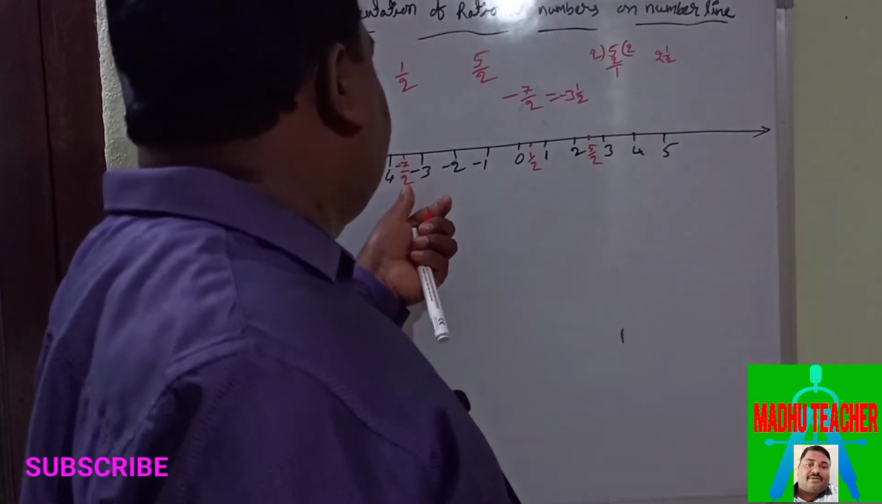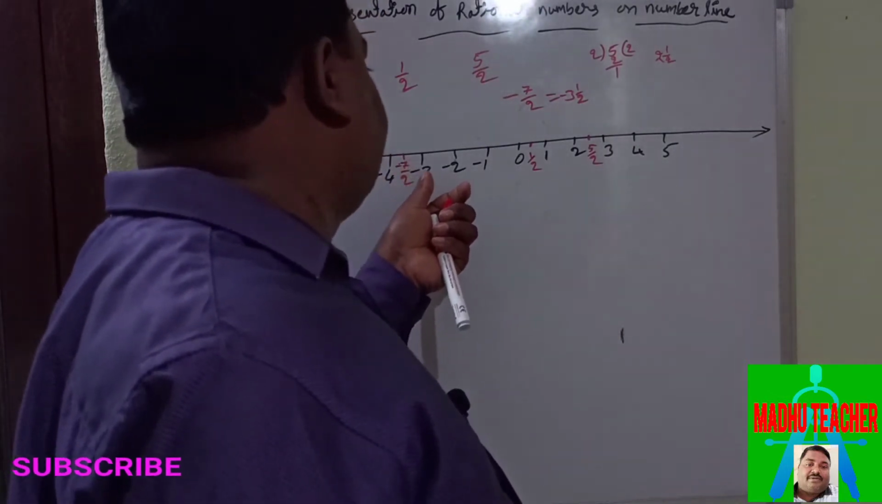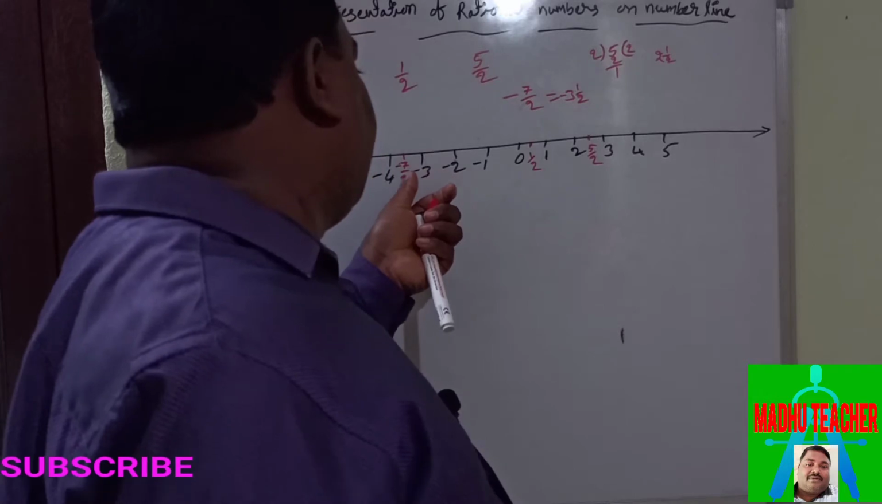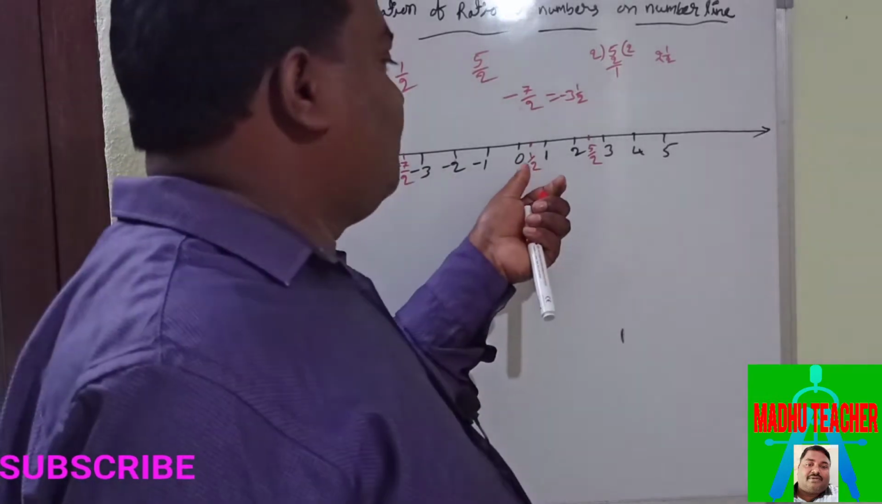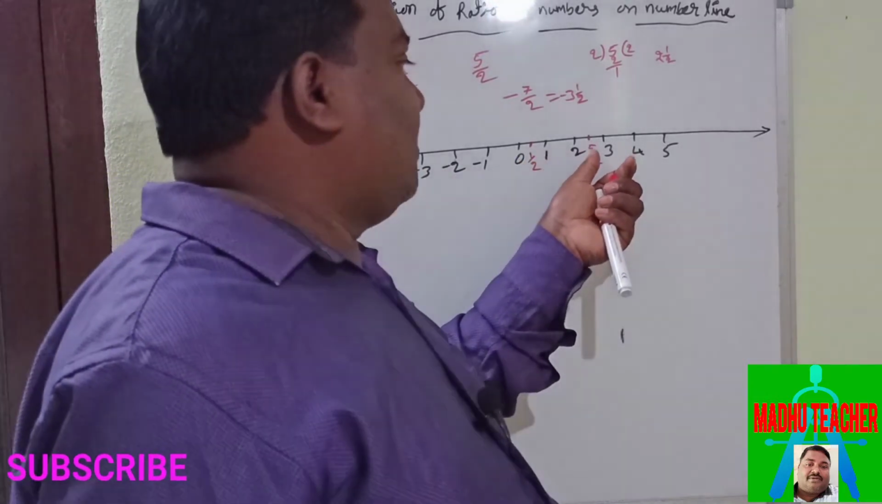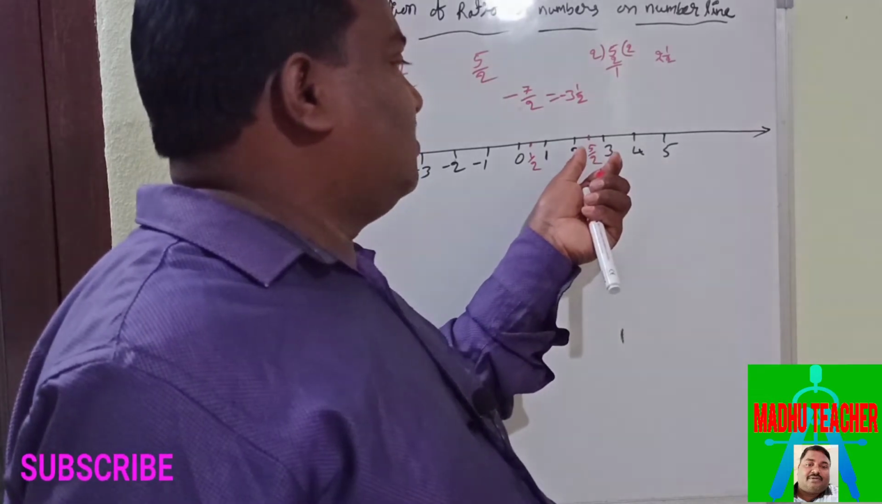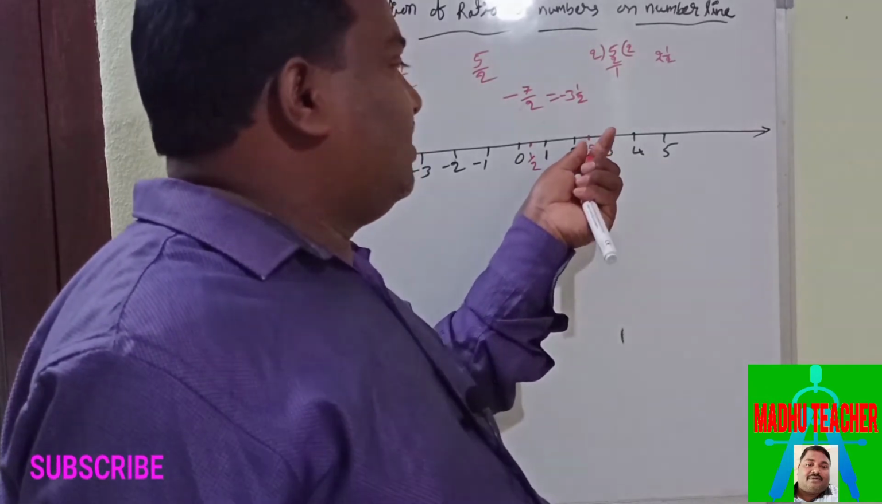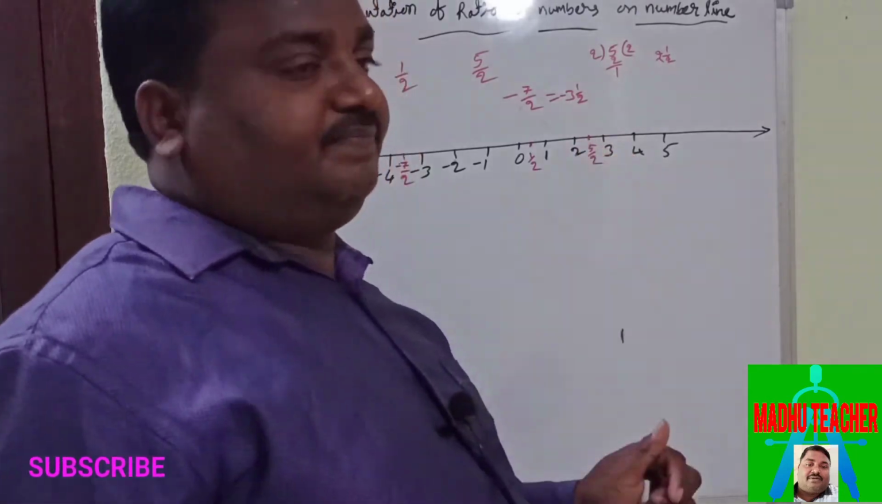Here we have only halves. -7 by 2 means it is exactly between -3 and -4. Here half lies between 0 and 1. 5 by 2 is 2 and half. 2 and half means it is the middle of 2 and 3.